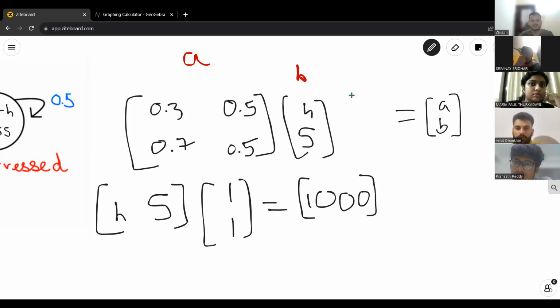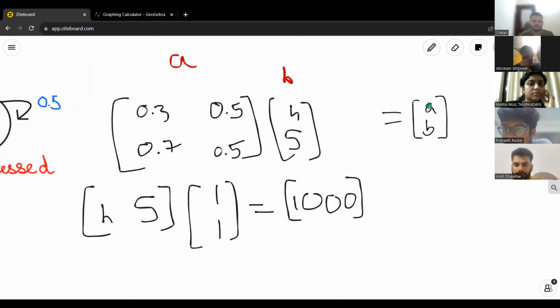Praneeth, is there a way to select all of this and move it to the right? Can you just remove that equal to sign? We can put the equal to sign later. Can you put a row vector of 1, 1 next to AB, on the left side?